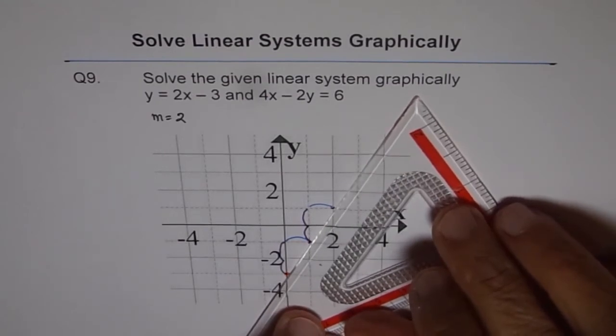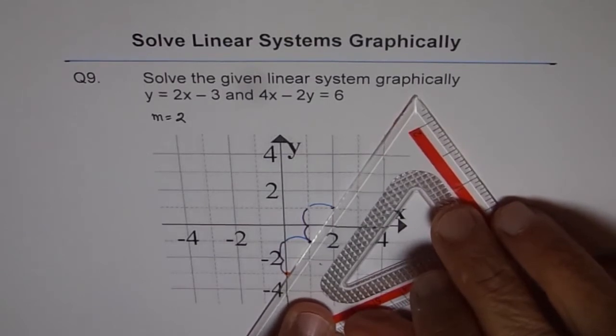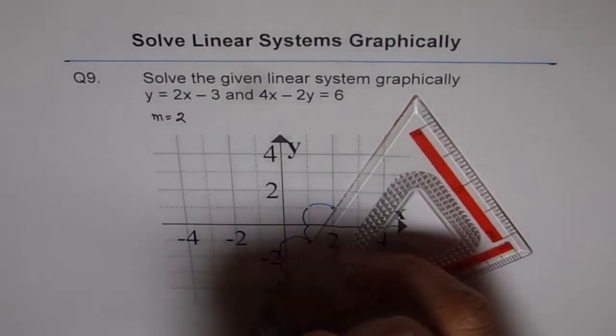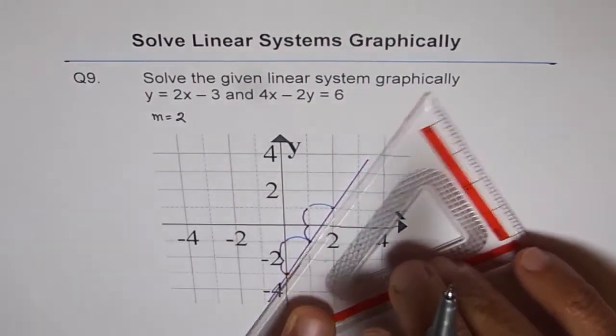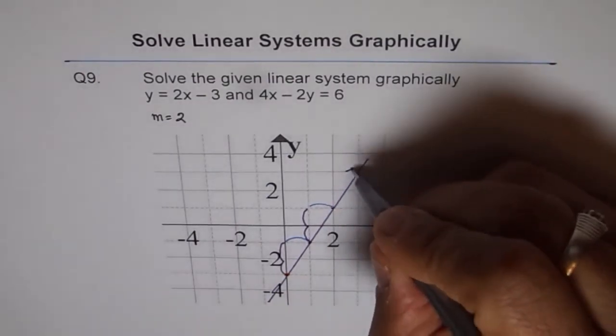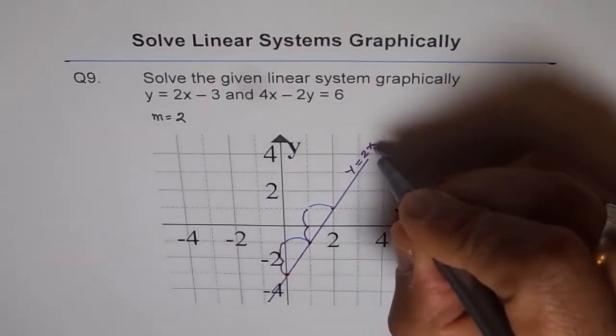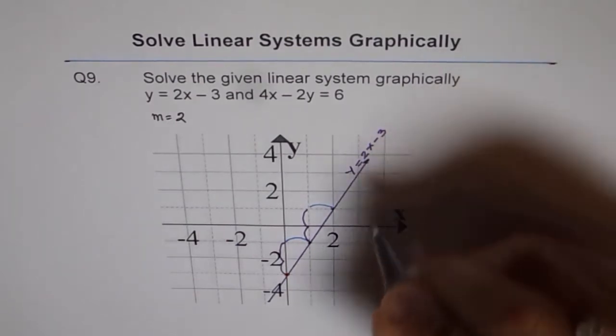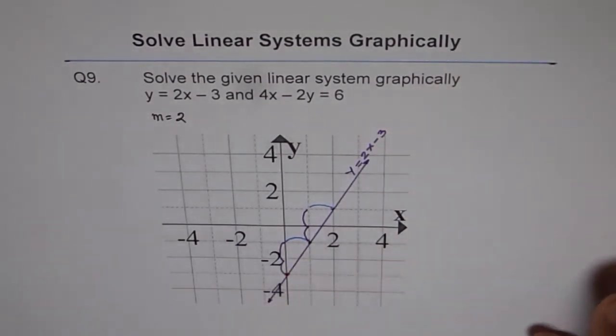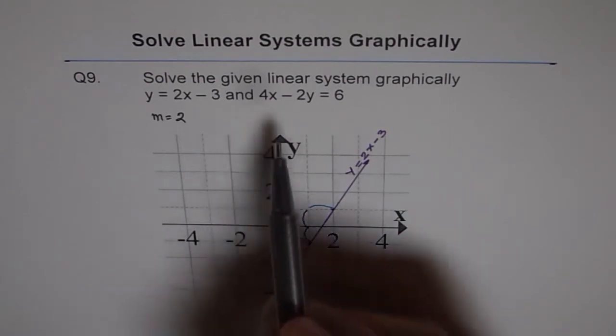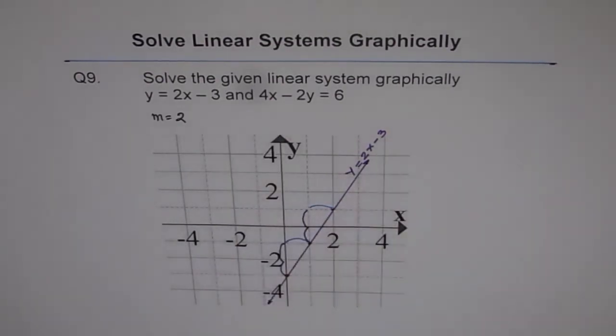So let's sketch this line joining the three points. A straight line through these points will represent y equals 2x minus 3. That's the line, right? Now let's try to sketch the second line, which is 4x minus 2y equals 6. Now the best way to sketch this line is to find the x-intercept and y-intercept, correct?